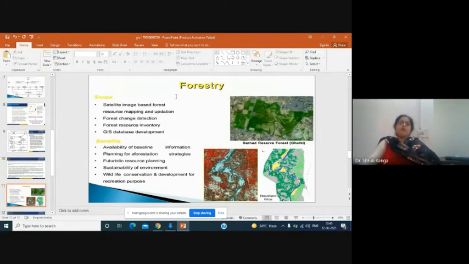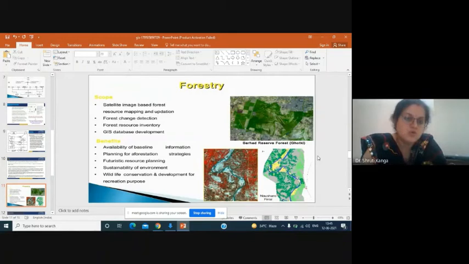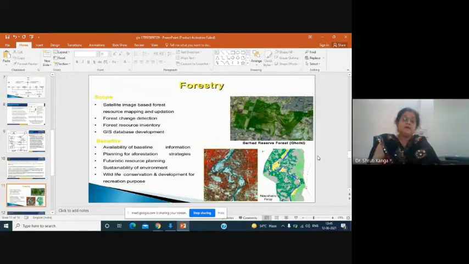Now, the scope of these data sets in forestry is satellite-based forest resource mapping and its updating. You can see here different satellite images which we take into consideration for different kinds of mapping and management. Then forest change detection, forest resource inventories, and GIS database development. The benefits of these remote sensing and GIS techniques are the availability of baseline information; we can plan afforestation strategies, futuristic resource planning, and sustainability of the environment. Other than that, we can also plan for wildlife conservation and development for recreation purposes.